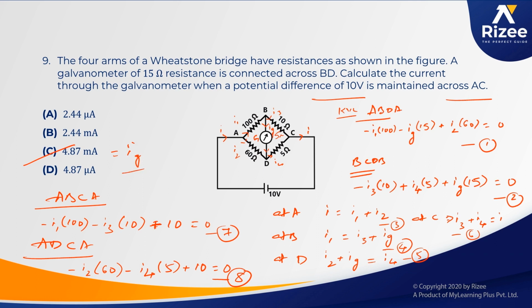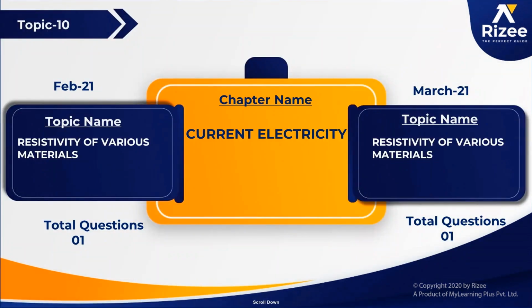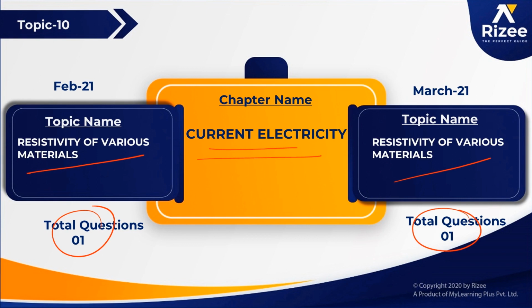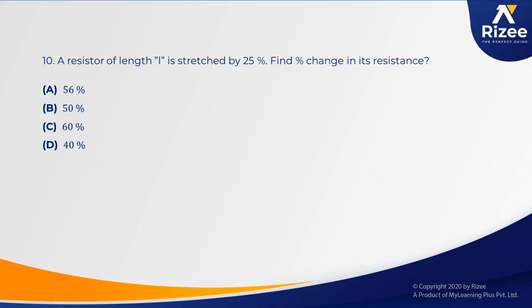So the next important topic is from the same chapter, that is current electricity itself, and the topic is the resistivity of various materials. In the February session we got one question, and in the March session also you got one question on this topic. Now what is being asked? A resistor of length L is stretched by 25%. He is asking the percentage increase in the resistance. He has not mentioned anything about the area.